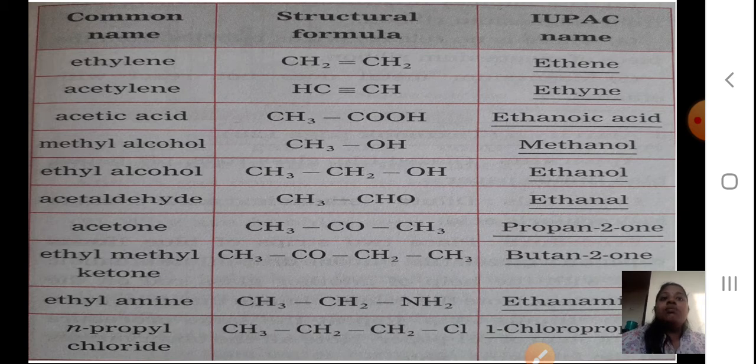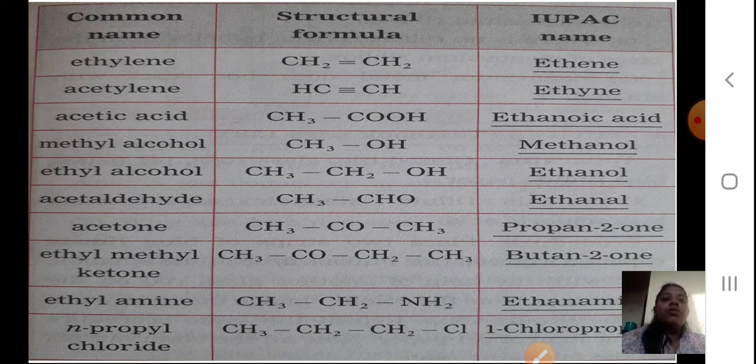Methyl alcohol is methanol. Ethyl alcohol is ethanol. Acetaldehyde we call it ethanal. Acetone we call it propan-2-ONE. Ethyl methyl ketone, you will write it as butan-2-ONE. Okay, you see the structures, draw the structures also, and write these tables, you learn by heart properly.